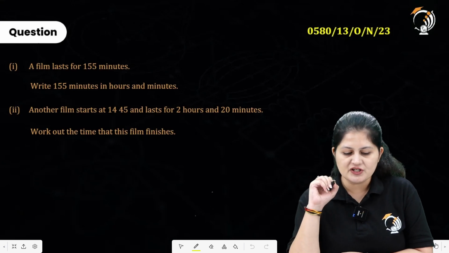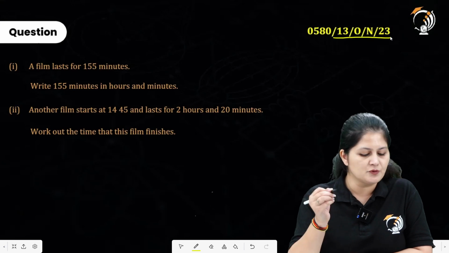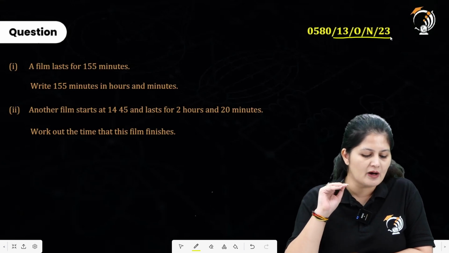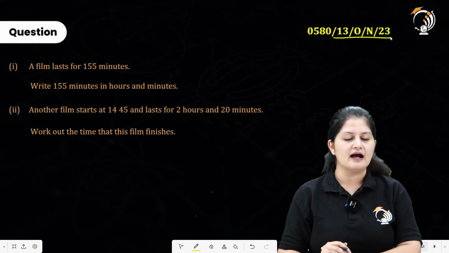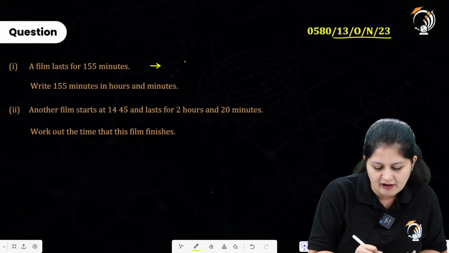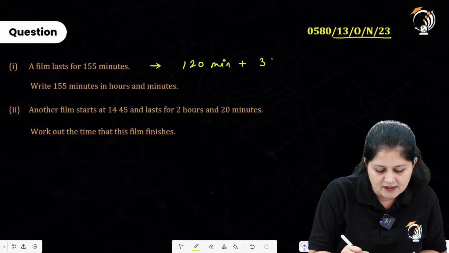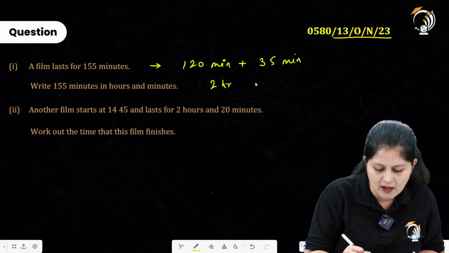Moving to the next question, which is a previous year question from the paper of October-November 23 from the variant 1-3. A film lasts for 155 minutes. Write 155 in hours and minutes. So clearly, 155 minutes can be written as 120 minutes plus 35 minutes. Correct? So this is going to be equal to 2 hours and 35 minutes.